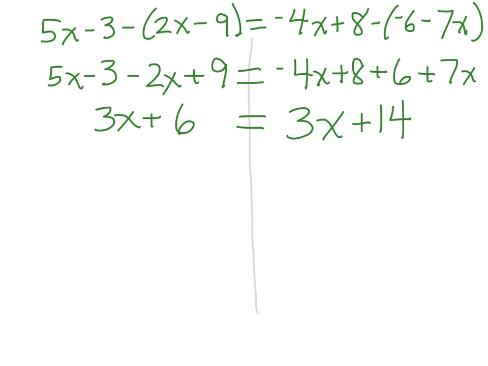So I need to put x's on one side, but I notice that there are 3 x's on both sides. I can't put x on one side, but I can remove them. I can balance them. And when I do so, I have 6 on the left and 14 on the right.